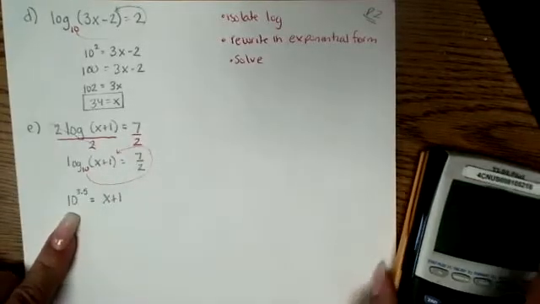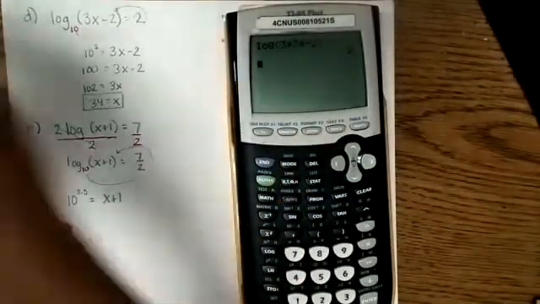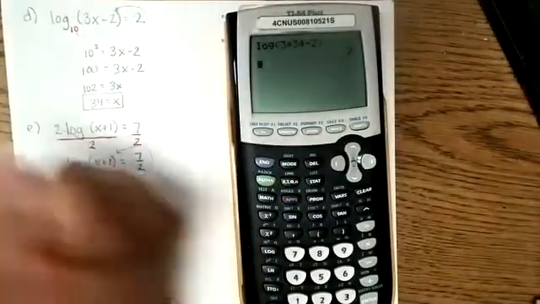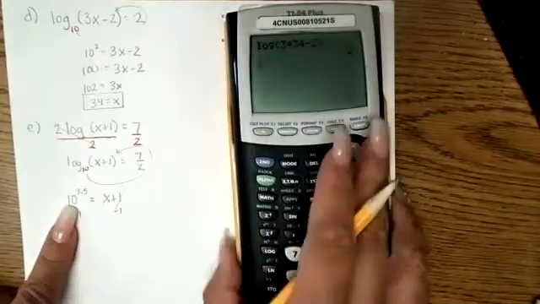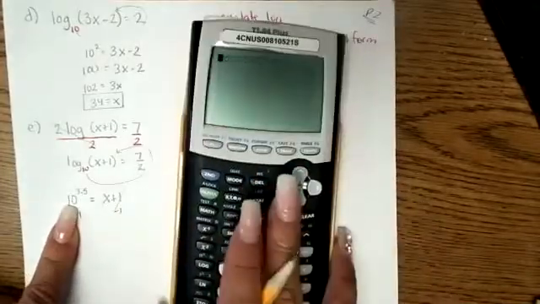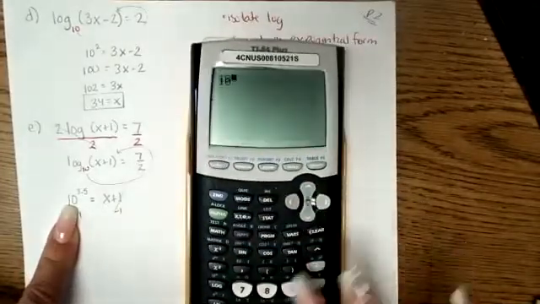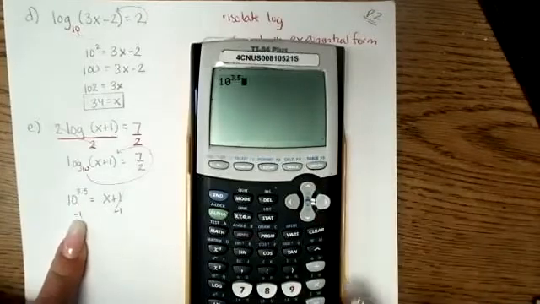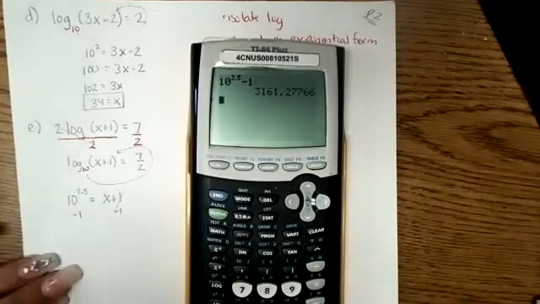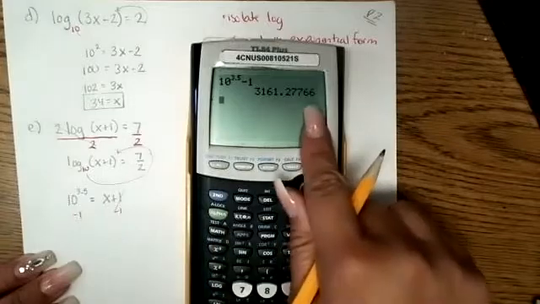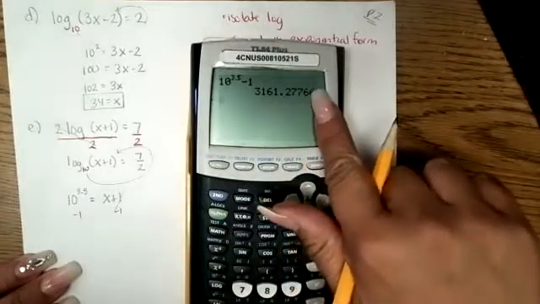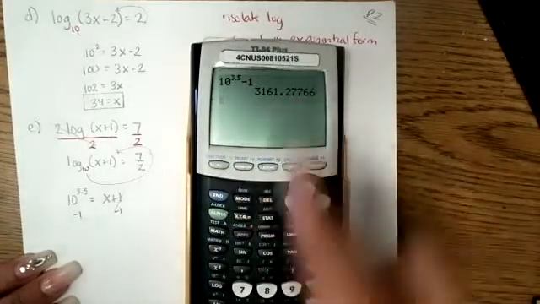So in my calculator, I'm going to type in, because I need to subtract 1 here, I have a 10 raised to 3.5, get out of my exponent, and I'm going to hit minus 1. And remember, you're going to 4 decimal places, so it's going to end at 0.277, and that's going to be a 7.